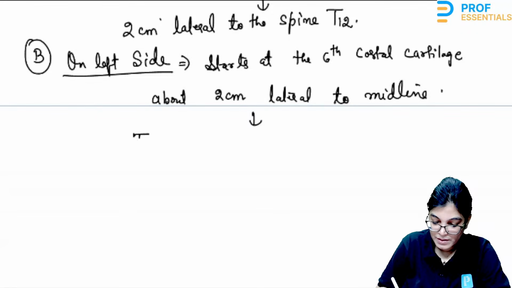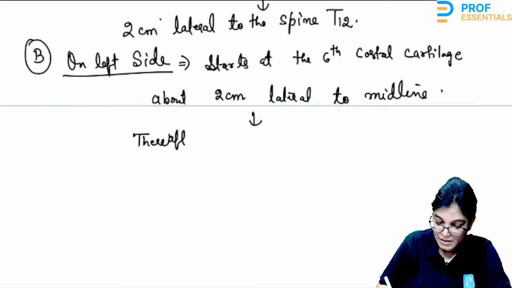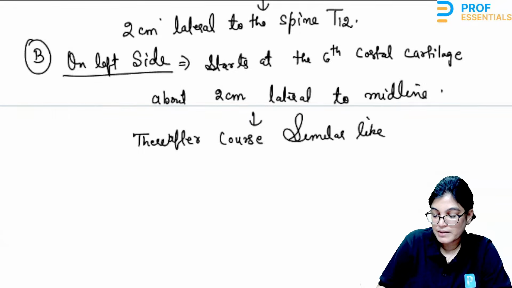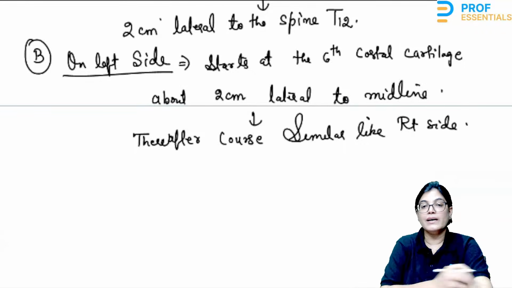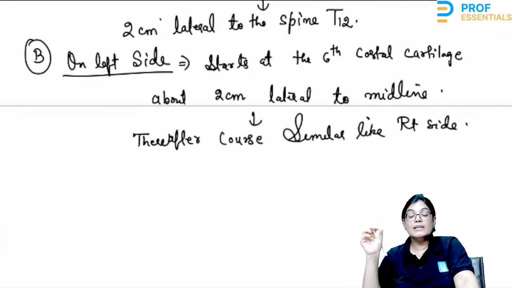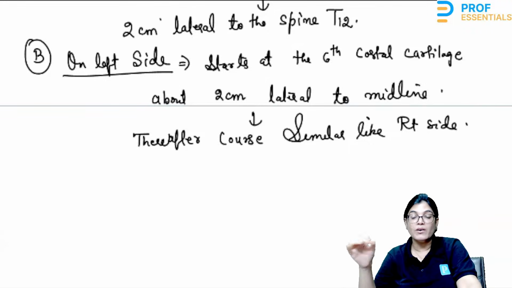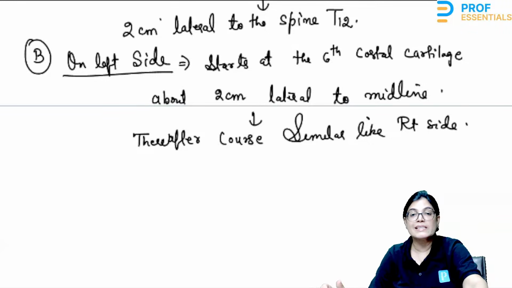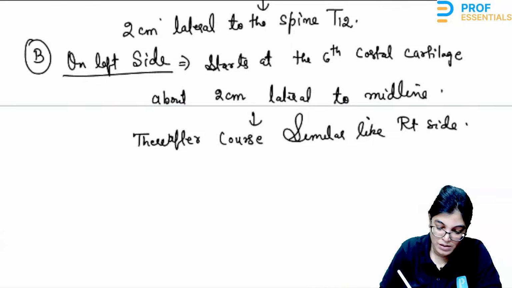And thereafter it courses similar to the right side. What does that mean? That means on the right side, it was starting from the xiphisternal joint, or the posterior aspect of the xiphoid process, and then extending to the eighth rib in the mid-clavicular, 10th rib in the mid-axillary, and lateral to erector spinae muscle at the 12th rib. That same will be going on to the left hand side, but the starting point will be from lateral to the sixth costal cartilage. Okay. Now we have done with this.